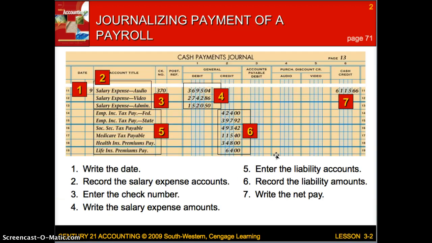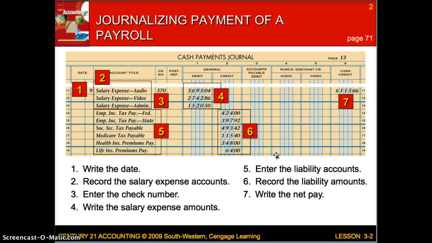Okay. Journalizing payment of a payroll. So we need to go in now, and in our cash payments journal, we need to figure out what we have paid in order to pay our employees. So this will all be under our salary expense. We know expenses are debited, so salary expense for all of our different departments will go ahead and be debited first.